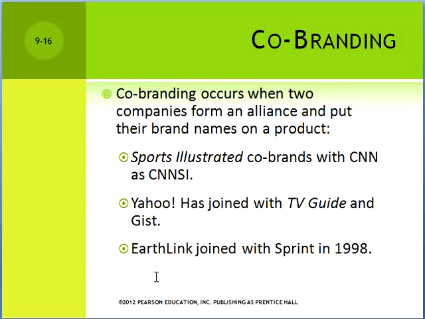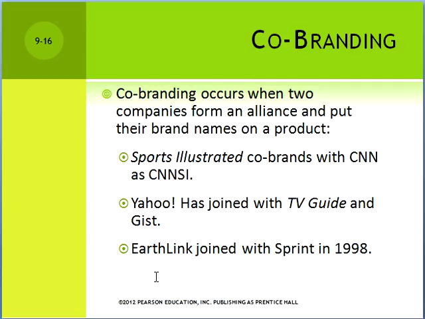Co-branding. Co-branding occurs when two companies form an alliance to put their brand name on a product. In this case, is a good example. The Sports Illustrated and CNN got together to do a co-branding. Now, both of them have done this co-branding. We see that very commonly. For example, you might have seen that there's a credit card which is offered by KEB, and it is co-branded with Home Plus. So it's called KEB Home Plus credit card. That's an example of co-branding.